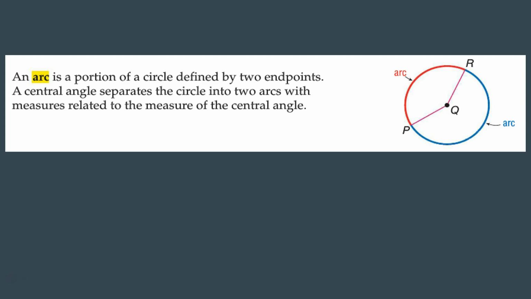An arc is a portion of the circle defined by two endpoints. The central angle separates the circle into two arcs with the measures related to the measure of the central angle. So notice here we have our 2 points, P and R, and then we have our center, which is Q. So we have this red arc, which is smaller than our blue arc here. So this is a larger arc, and this is going to be our smaller arc. But we have two arcs.